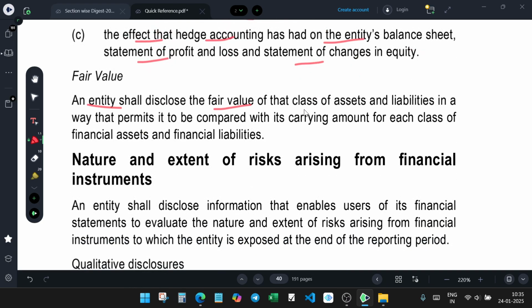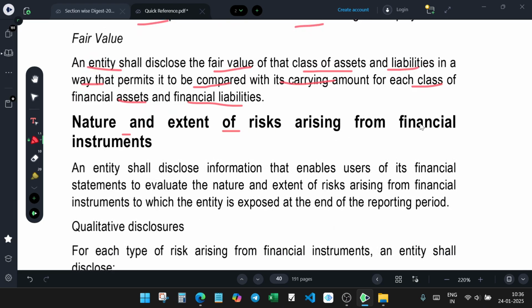Fair value. The entity shall disclose the fair value of a class of assets and a class of liabilities in a way that permits comparison with the carrying amount of each other class of financial assets and financial liabilities. If you are going to do a fair value, that should be consistent. Why should it be consistent? Because only then can it be comparable. As per the consistency, accrual, going concern concepts, this financial year and the next financial year should be comparable. If you provide some disclosure this year and not the previous year, and the asset is fair valued this year but was not fair valued in the previous year, that is inconsistent and will not be fair.